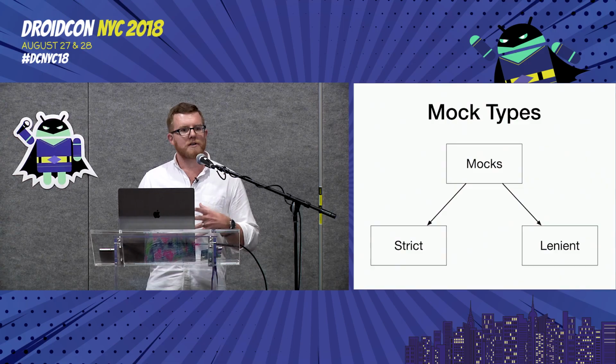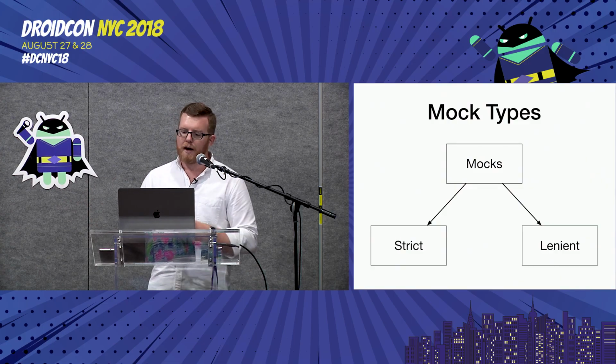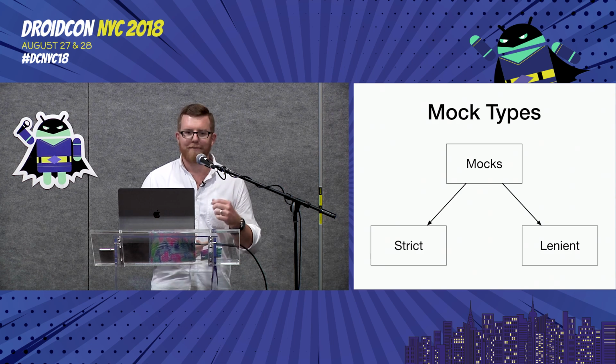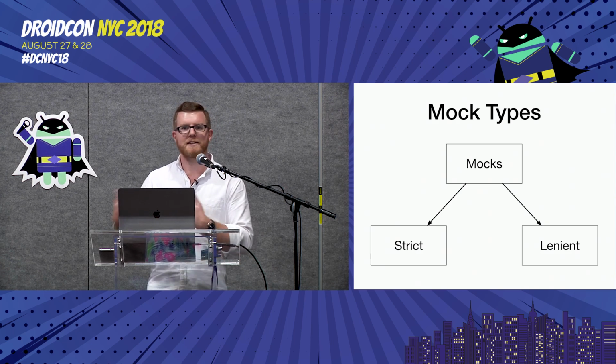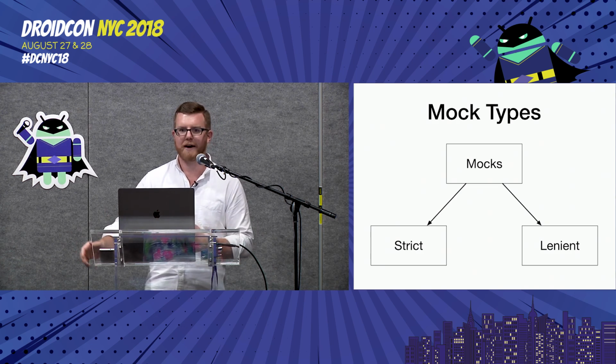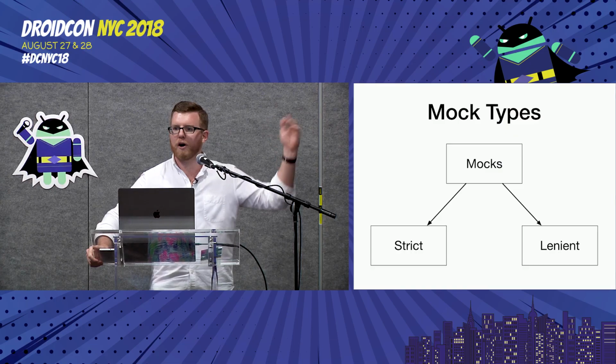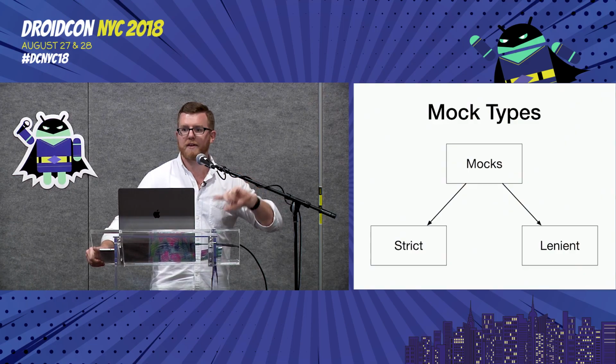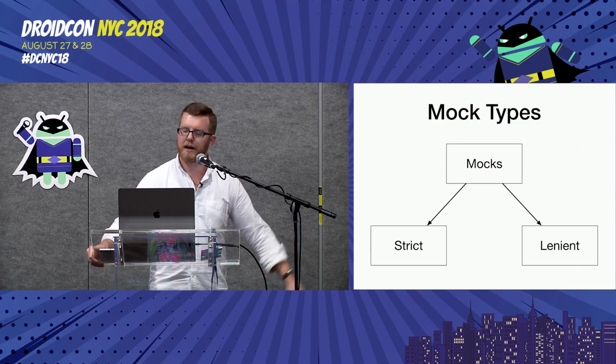Now, inside of mocks, there are two subtypes. Basically, this is how mean they are when you run your tests. You have a lenient mock, which, as its name implies, is laid back. If the calls are made out of order from what you specify, it doesn't really care. If you call a method it's not expecting, it also doesn't care.